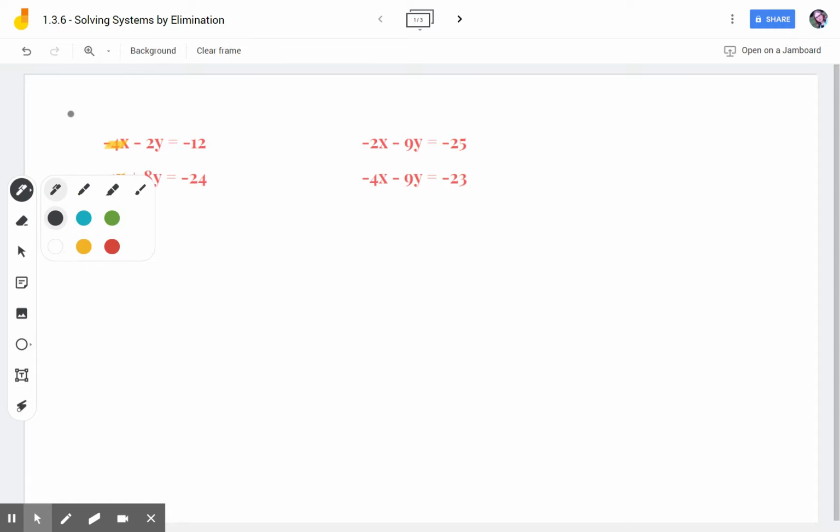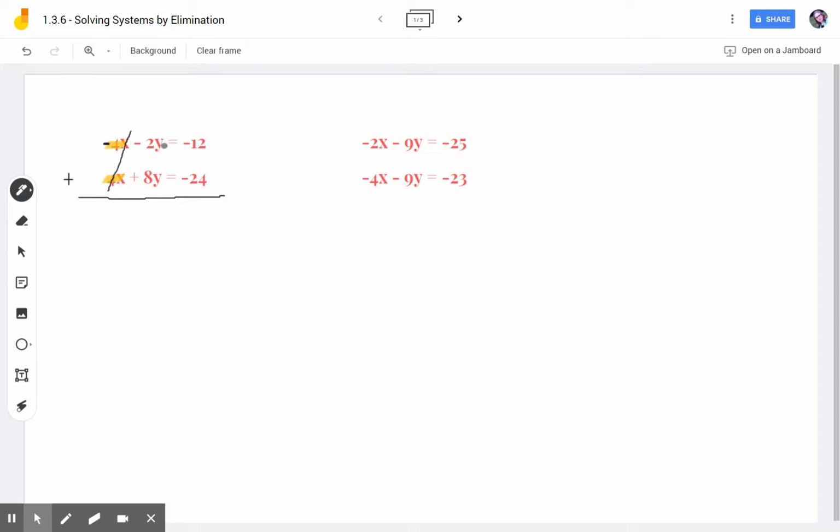Now because these coefficients have opposite signs, our next step is going to be to add the two equations together. We already have a negative sign up here, so we can add the two to eliminate. So negative 4x plus positive 4x is 0. 0x, it all cancels out.